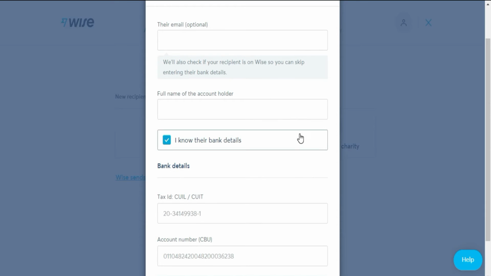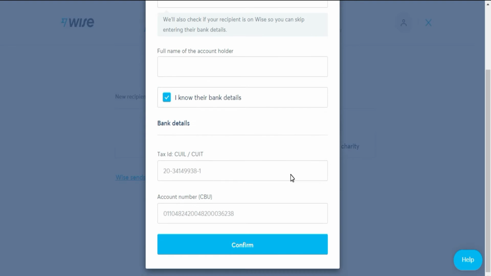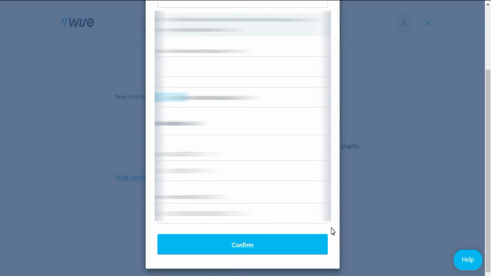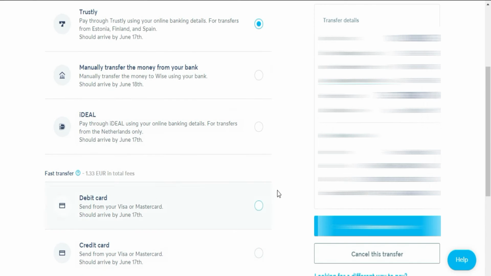Here, you will have to fill in the information requested to send the money, such as the name of the person, their bank account, and other tax information depending on the country where you are sending. With the information filled in, click on Confirm, and we will go to the review part. Here, simply check that you have entered all the information correctly, and if so, click on Confirm and Continue.